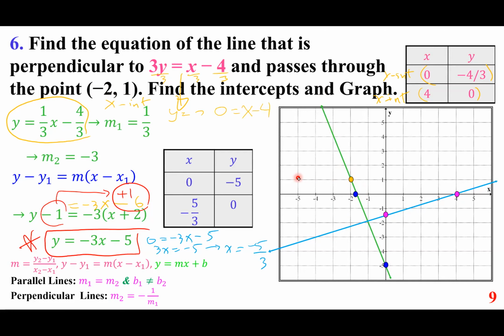The graph includes both lines, all intercepts. That means intercepts for the first line, for the second line, and the point that it's supposed to contain. It's pretty straightforward, everybody. And this is -2, 1.